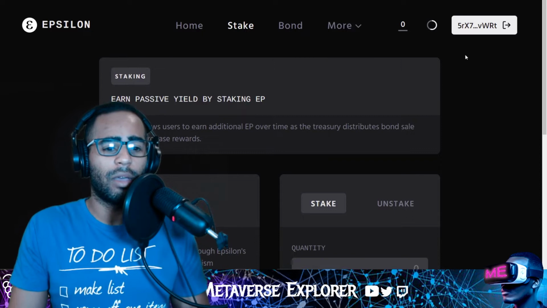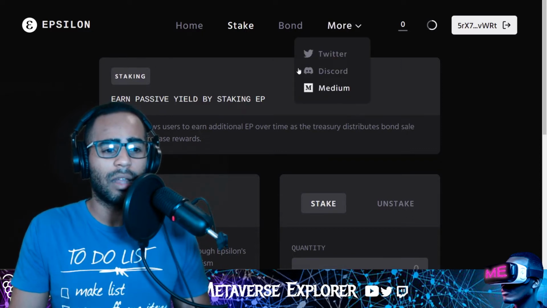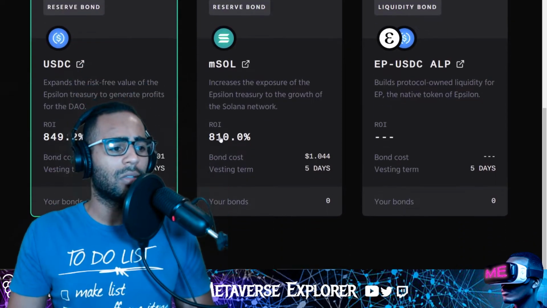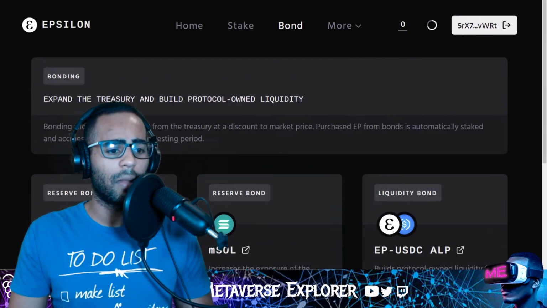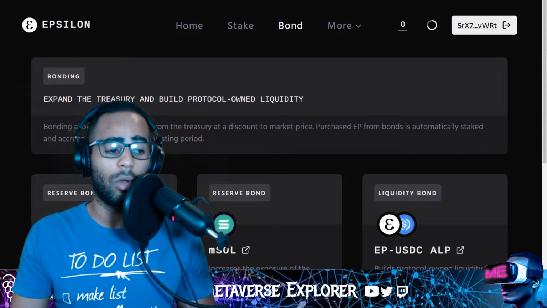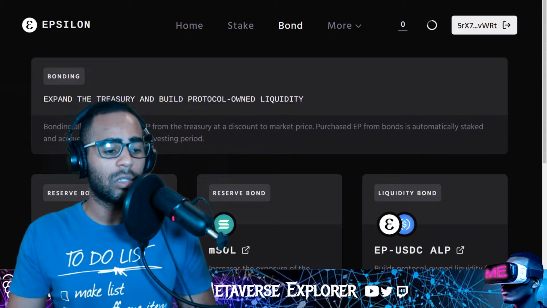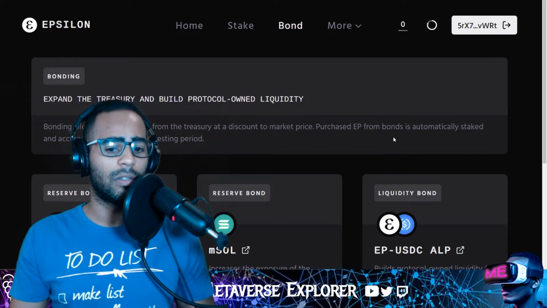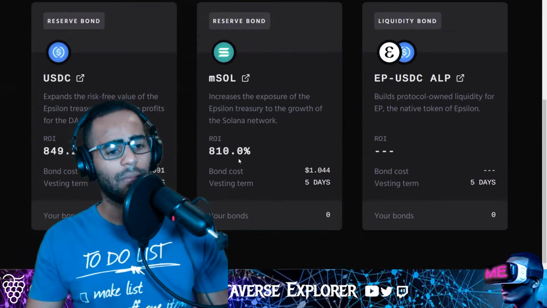Let's try and find more information. We can't. They have a Medium article. They don't have any documentation, which is unfortunate. Let's go to the bonding. So expand the treasury and build protocol-owned liquidity. So it is protocol-owned liquidity. Bonding allows users to buy EP from the treasury at a discount to market price. Purchased EP from the bonds is automatically staked and accrues rewards from the vesting period.